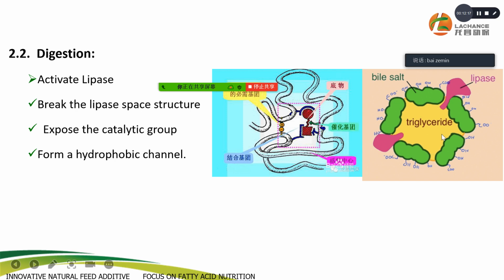After emulsification, we can see in this photo triglyceride surrounded by bile salt. The function of bile acid is that it can activate lipase. This is a lipase, this is bile salt, and it breaks the lipid structure, finally forming a hydrophobic channel to digest the fat, I mean the microscopic droplet.